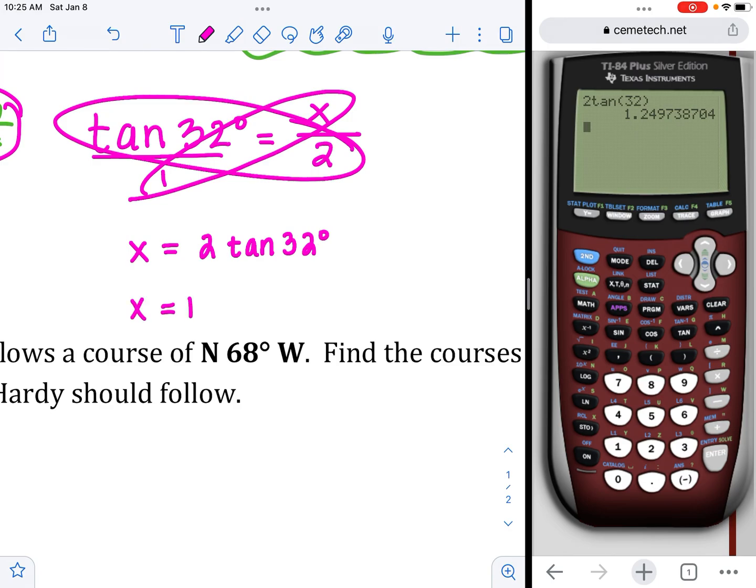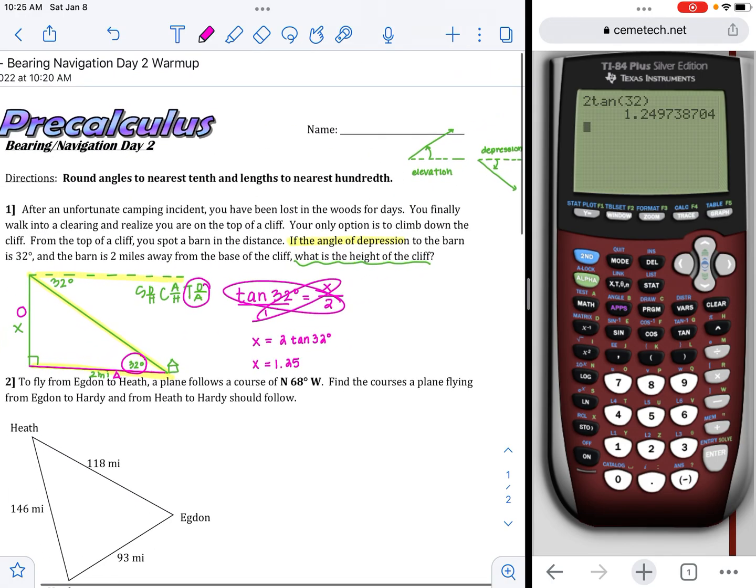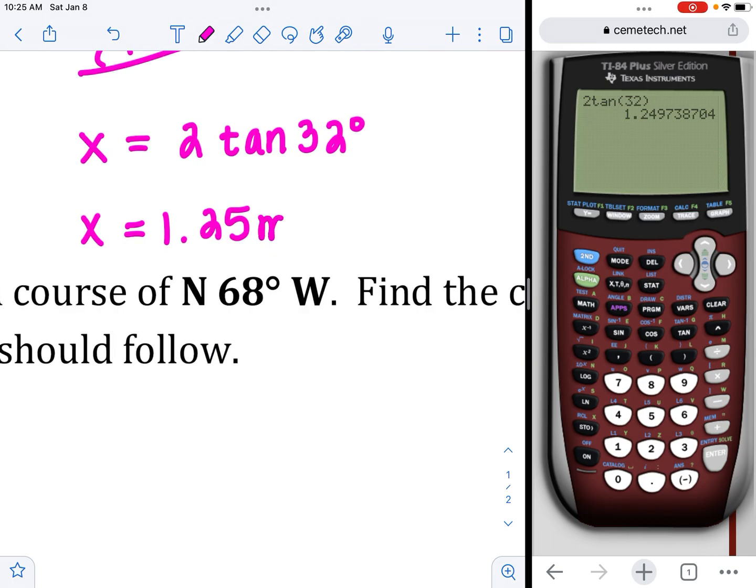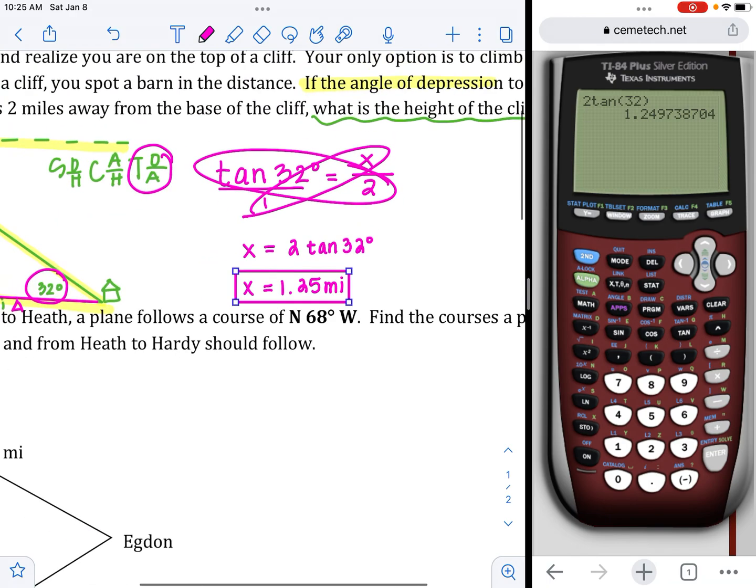And I get X equals, which is the height of the cliff, 1 point, since this is a distance, I'm using 2 decimal places per the directions, 25, and then I want a unit on this, and it is miles. So even though it's strange to measure a cliff in miles high, that's what I'm doing right now, 1.25 miles tall.